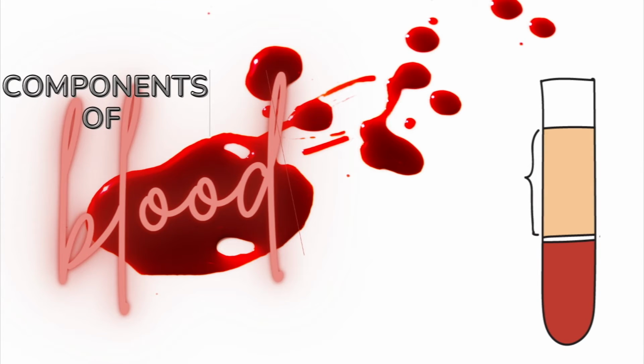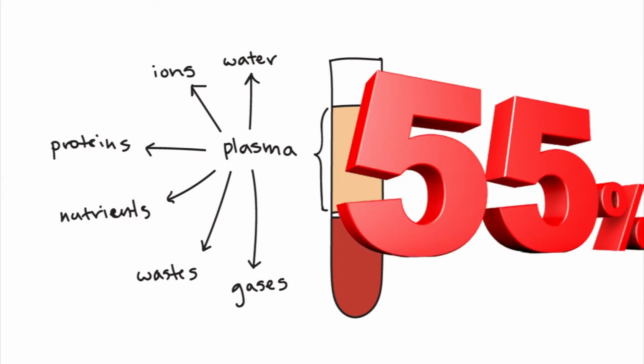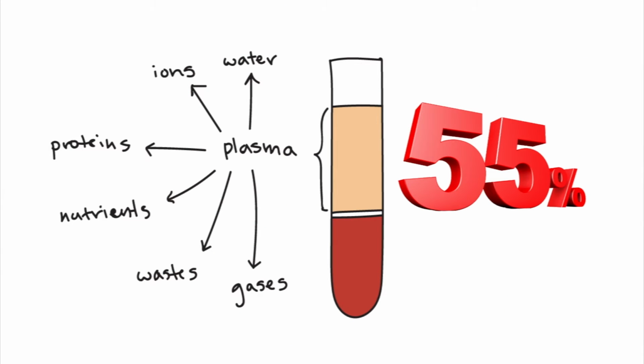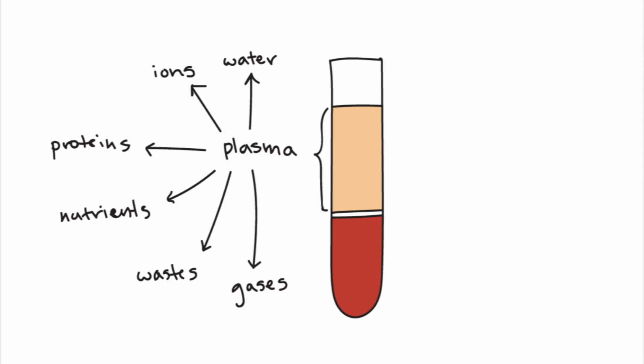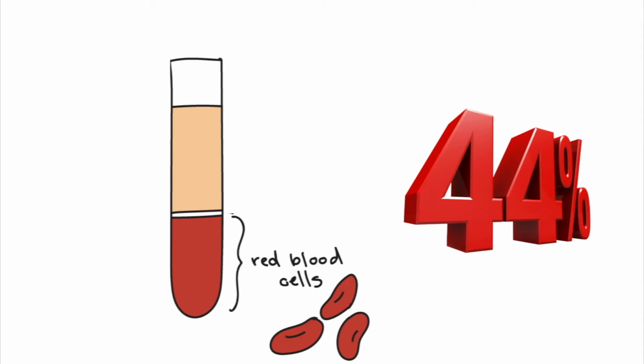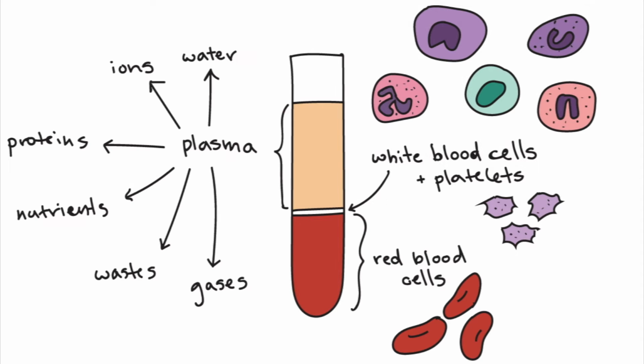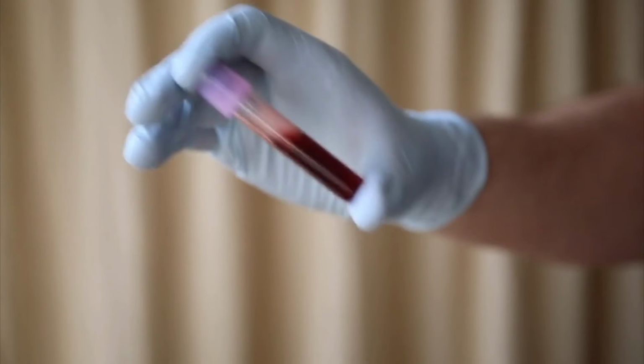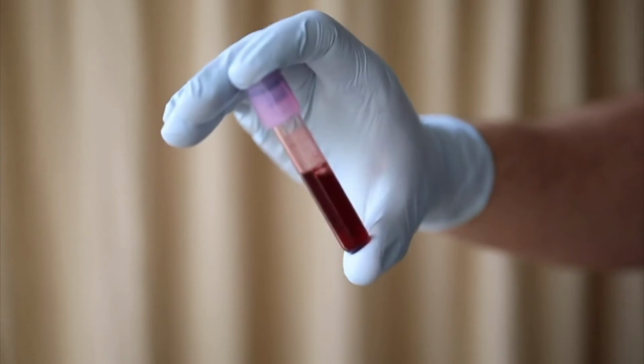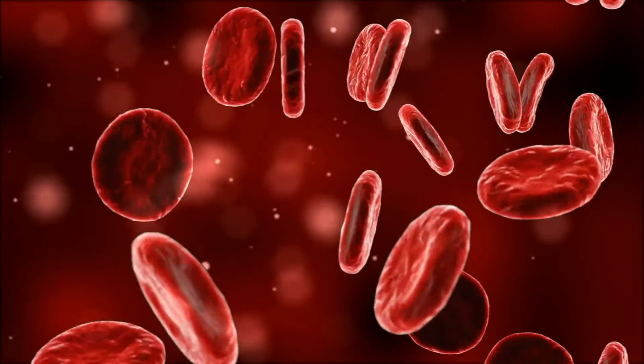Let's look at the components of blood. Our plasma makes up 55% of our blood. Red blood cells make up 44%, and white blood cells and platelets make up 1%. All these components together make up the rich mixture that is known as blood. This mixture carries cells and liquid and huge amounts of nutrients that we need.